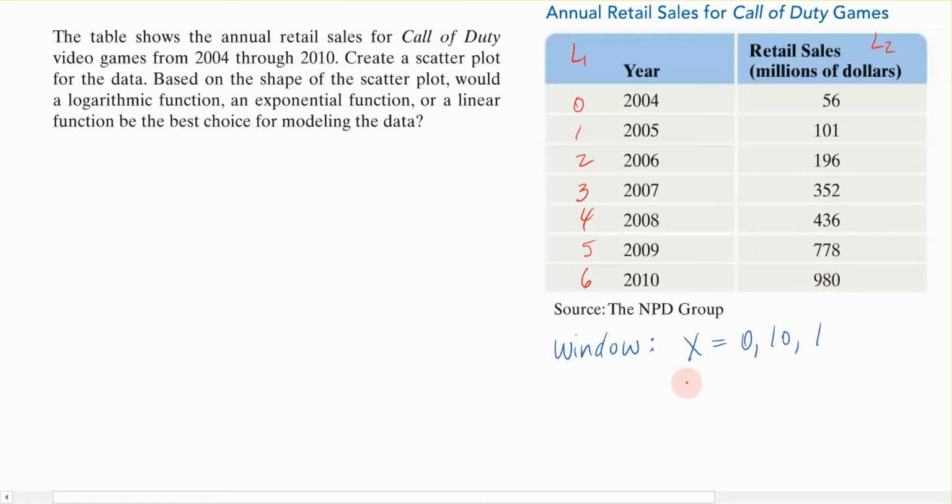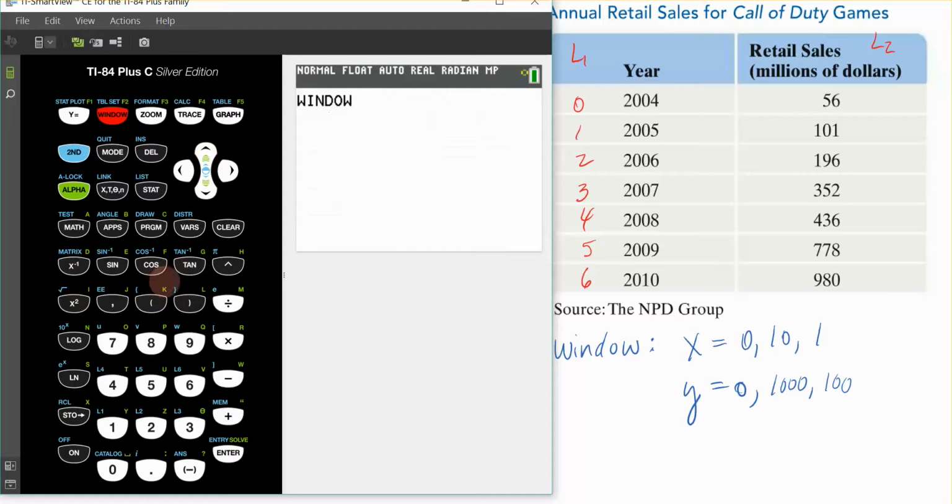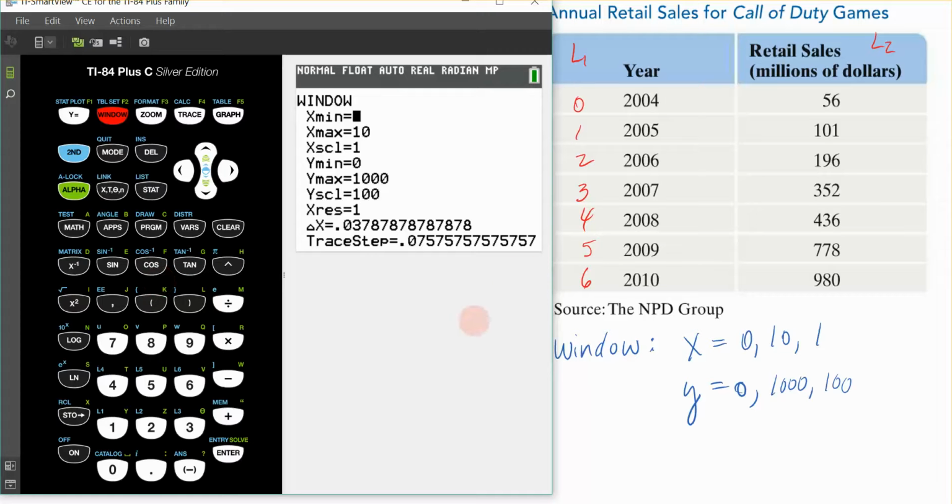So I'm going to just start my y values at 0 also, and I want to go all the way up to 1,000. Notice that I go a little past my maximum value, and I don't want to see 1,000 different tick marks on the y-axis, so I'm going to put the scale or increments by 100. If I go to my window, you can see that I have that set already here. X min is 0, X max is 10, scale of 1. Y min is 0, Y max is 1,000, scale of 100.